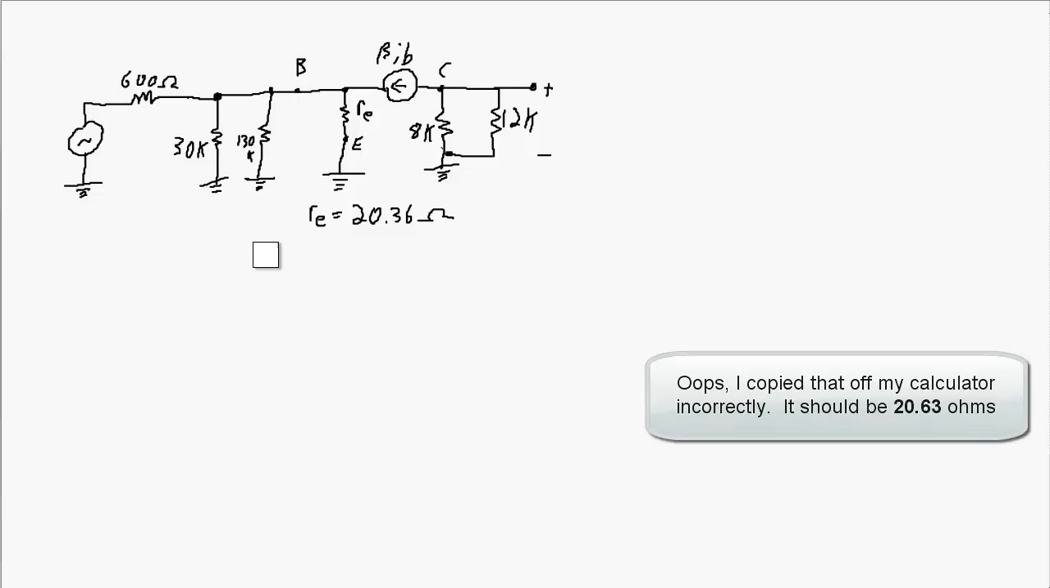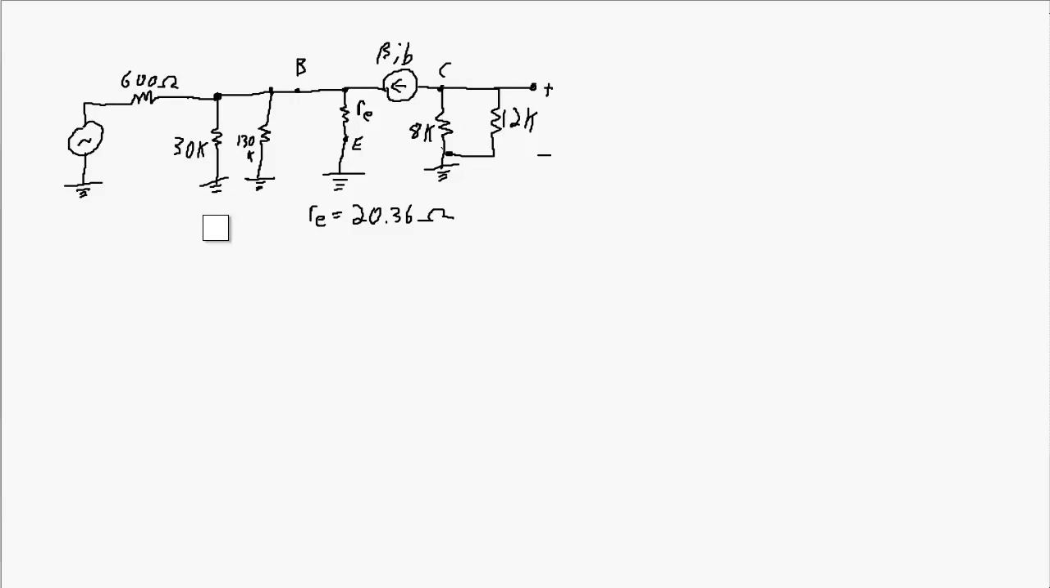So I've redrawn the circuit down here again to give me a little bit more room, and there's actually one more adjustment I'm going to make. You can see that the 30 kilo ohm resistor and the 130 kilo ohm resistor are in parallel with each other. So I'm going to replace them with a resistor that's the equivalent of 30 kilo ohms in parallel to 130 kilo ohms. So that equivalent resistance is 24.4 kilo ohms.